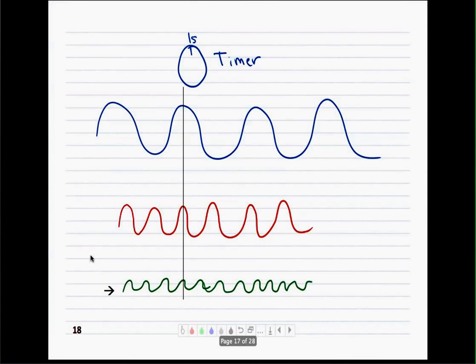Which one will have a higher frequency, knowing the fact that frequency is how many crests are going to pass through that line per second? A, B, or C?